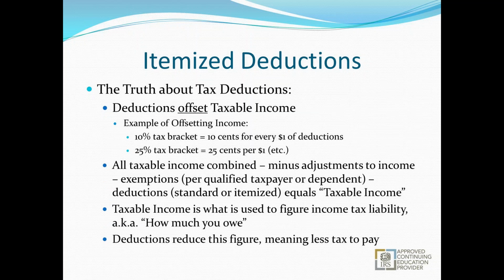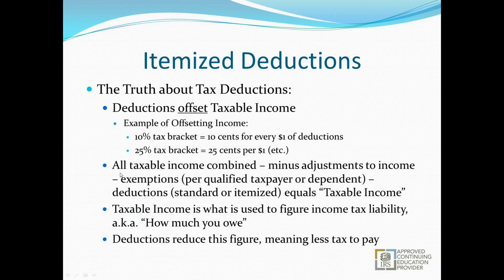The truth about tax deductions is that they offset taxable income. So an example of offsetting taxable income is, you see right there, 10% tax bracket. It's basically 10 cents for every dollar of deductions, 25% tax bracket, 25 cents per dollar, and so on. There are many tax brackets, we've got 10, 25, all the way up to 38.6 or 39.6, I think. And what you have is a figure that after your deductions is put to the tax rate.